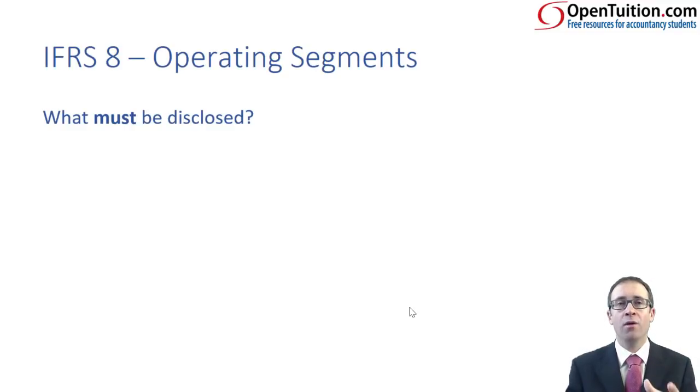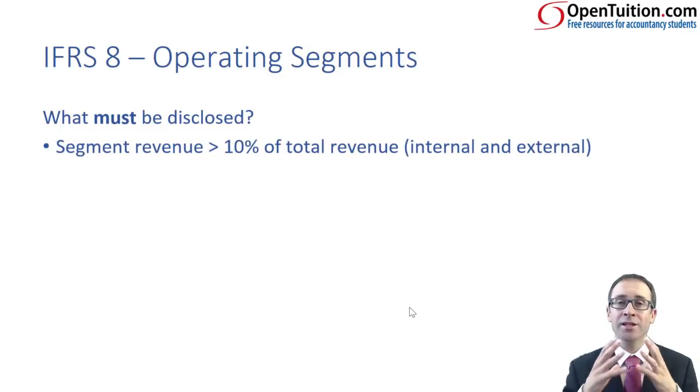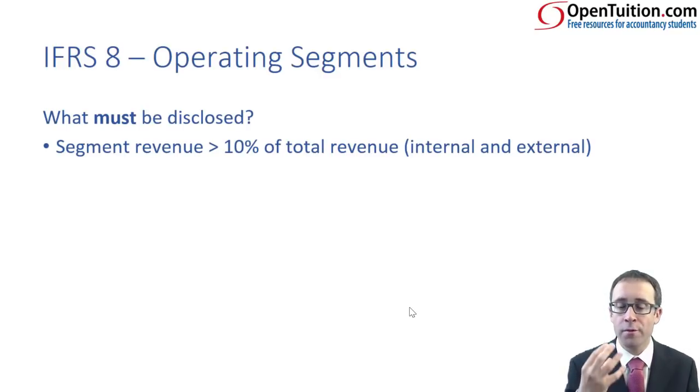What are the tests that we have to apply to each individual segment to determine whether or not it is big enough? There are essentially two percentages that you need to be aware of: a 10% threshold and a 75% threshold. The first 10% threshold is linked to revenue. We look at our segments, and if a segment's revenue is greater than 10% of the total group revenue, so that's the internal and the external group revenue, then it must be disclosed. Okay. If it's less than 10%, it doesn't have to be disclosed.